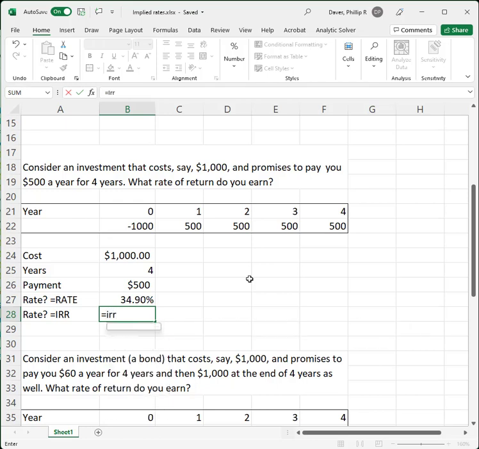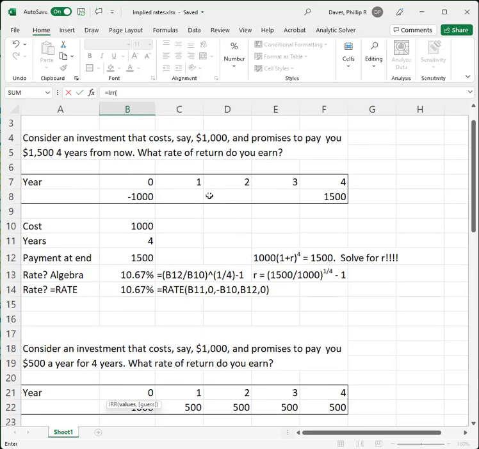IRR. And the way that this works is it's really easy. What you have to do is enter all of the values. You need to have values for every year, an initial value that needs to be the correct sign. We spend $1,000 on the front end, and then 500, 500, 500. If you have zeros, then you need to include a zero. So for example, if in year 2 there was going to be no cash flow, I can't just leave it out. I have to put a zero in there.